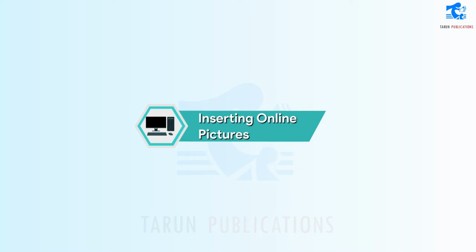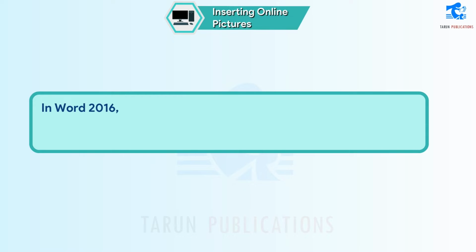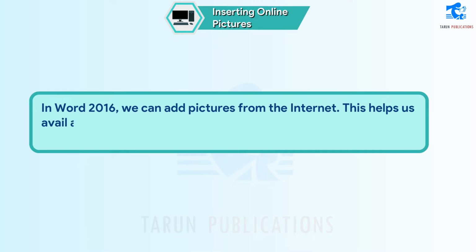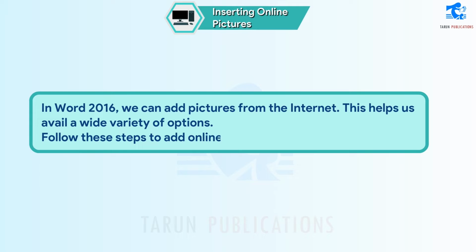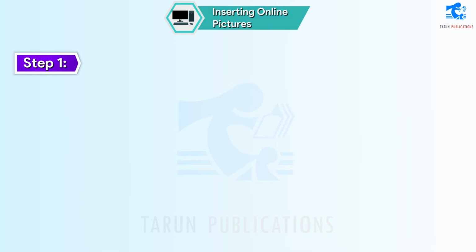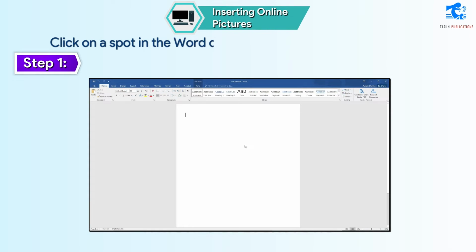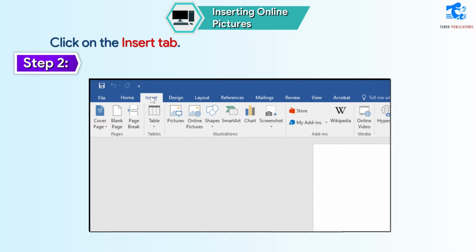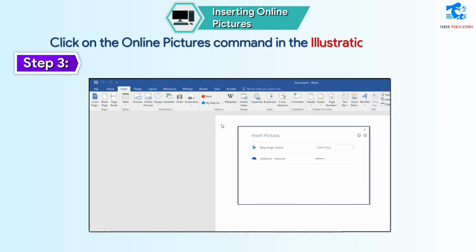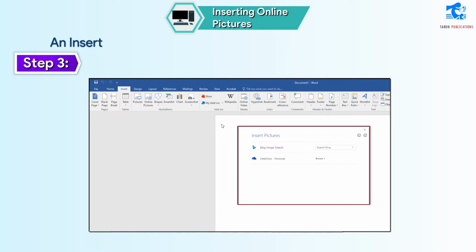Inserting online pictures. In Word 2016, we can add pictures from the internet. This helps us avail a wide variety of options. Follow these steps to add online pictures. Step 1. Click on a spot in the Word document where you want to insert the picture. Step 2. Click on the Insert tab. Step 3. Click on the Online Pictures command in the Illustrations group. An Insert Picture window will appear.